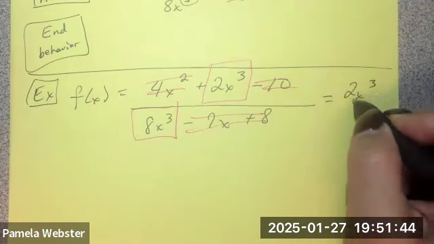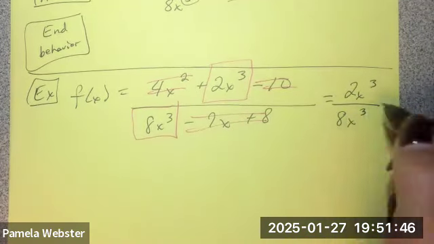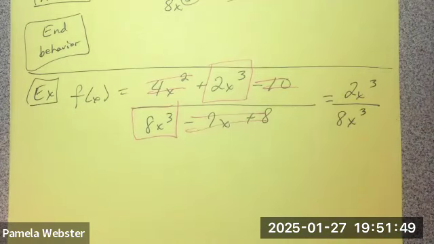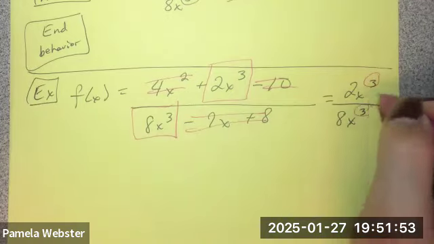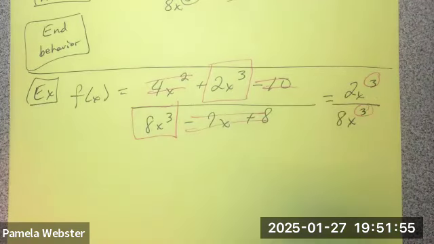Now I've got 2x to the third over 8x to the third. And what do we think about that? Look at your exponents. 3 on top, 3 on bottom. They are the same.